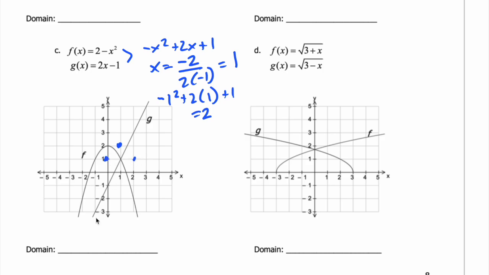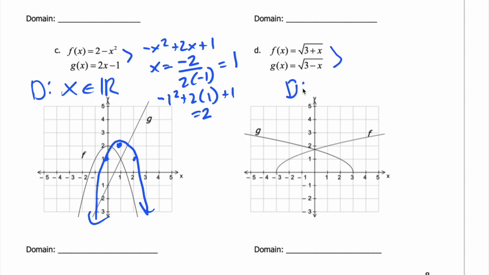So it's going to look like this, sort of. Anyway, the domain is x equals real numbers for all parabolas without restrictions. This function is not defined when x is less than negative 3, so the resultant function, when you add them together, is only going to be defined from negative 3 to 3. So we can show what the graph looks like by adding these points together.